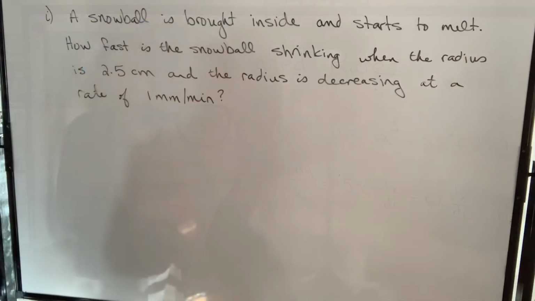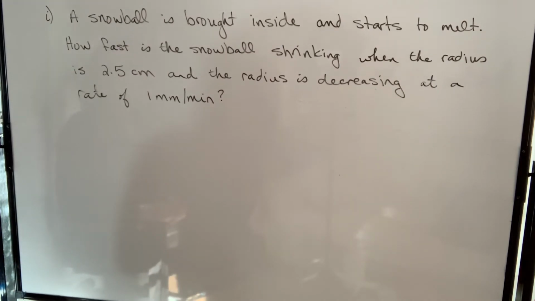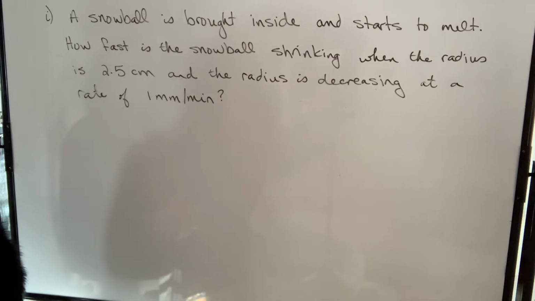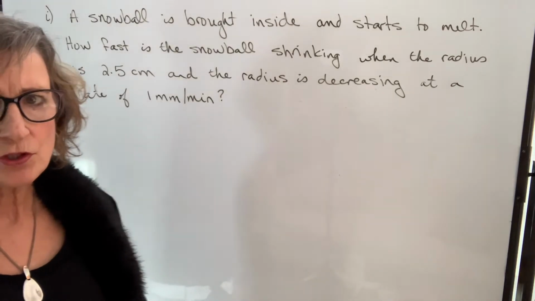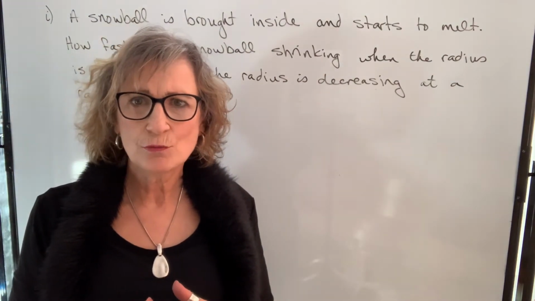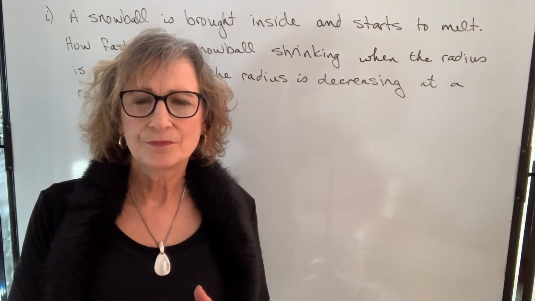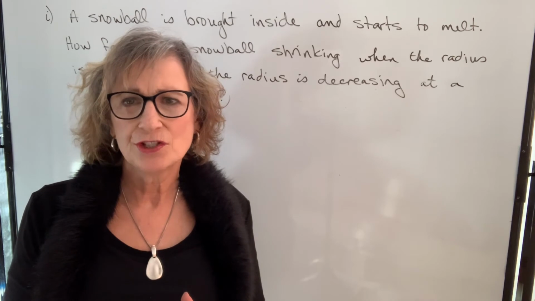In our first example, it says a snowball is brought inside and starts to melt. How fast is the snowball shrinking when the radius is 2.5 centimeters and the radius is decreasing at a rate of 1 millimeter per minute? So we're talking about the size of the snowball and the radius. Both of those things are changing with respect to time.